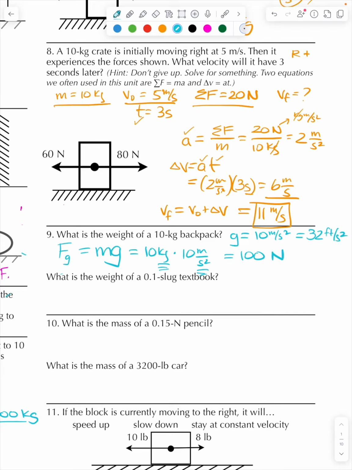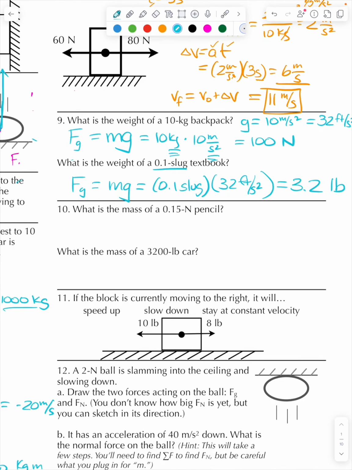What is the weight of a 0.1 slug textbook? Slug is a mass. Remember that, so you're not thinking this is a weight. So the weight of an object, again, is the mass times the acceleration due to gravity. But since I'm using imperial mass, I want to use the imperial version for the acceleration due to gravity, and you get 3.2 slug feet per second squared, which is the same thing as a pound.